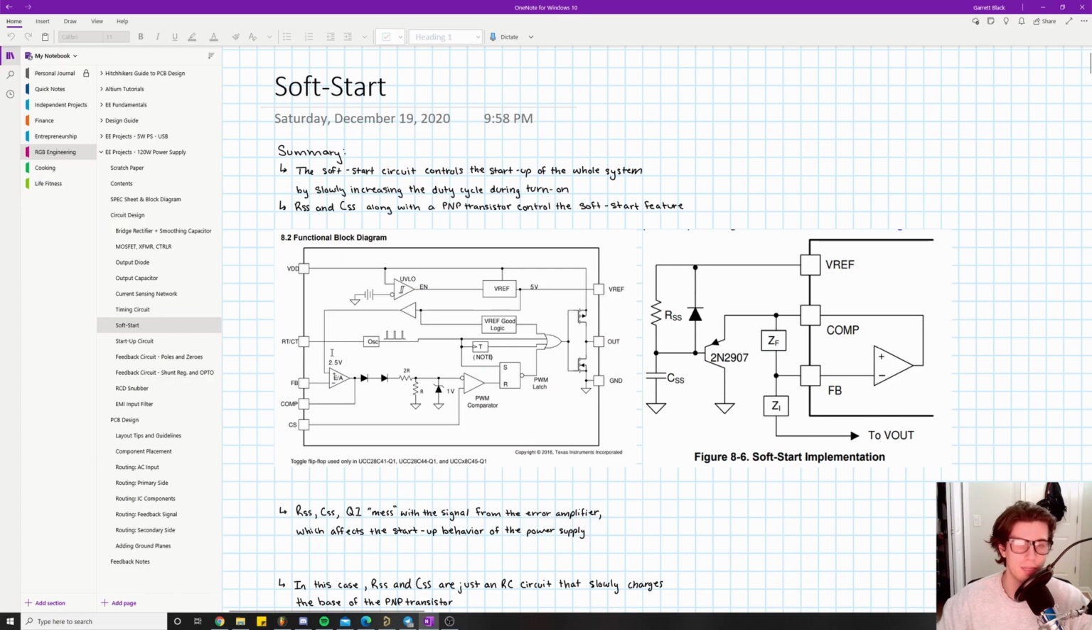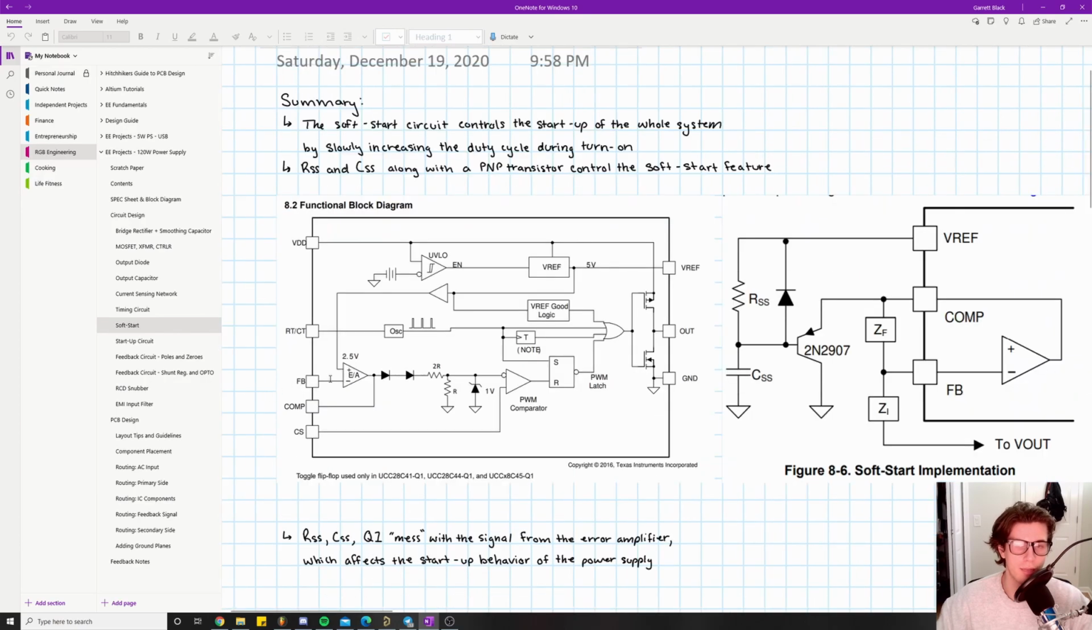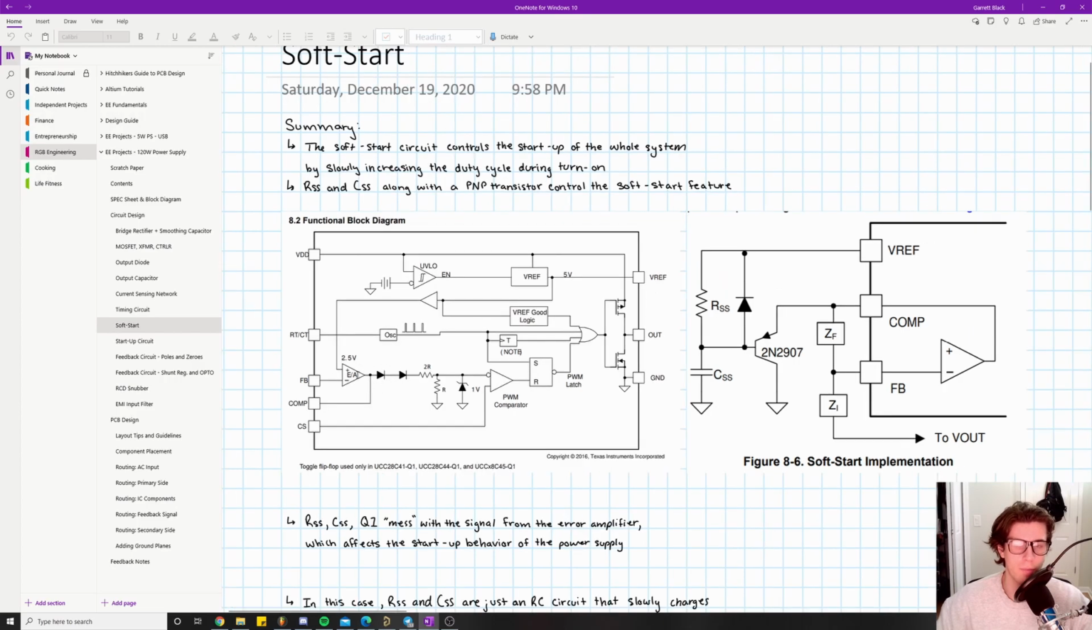So if we look at this diagram over here, you can see the more inner workings of the chip. This error amplifier's job is to send a signal to other parts of the inside of our controller, like a comparator, and this all ties into some logic, which ultimately controls the output, which is what is attached to the gate pin of our MOSFET. So on startup, this error amplifier signal is being messed with by this COMP pin by virtue of this PNP transistor shorting it.